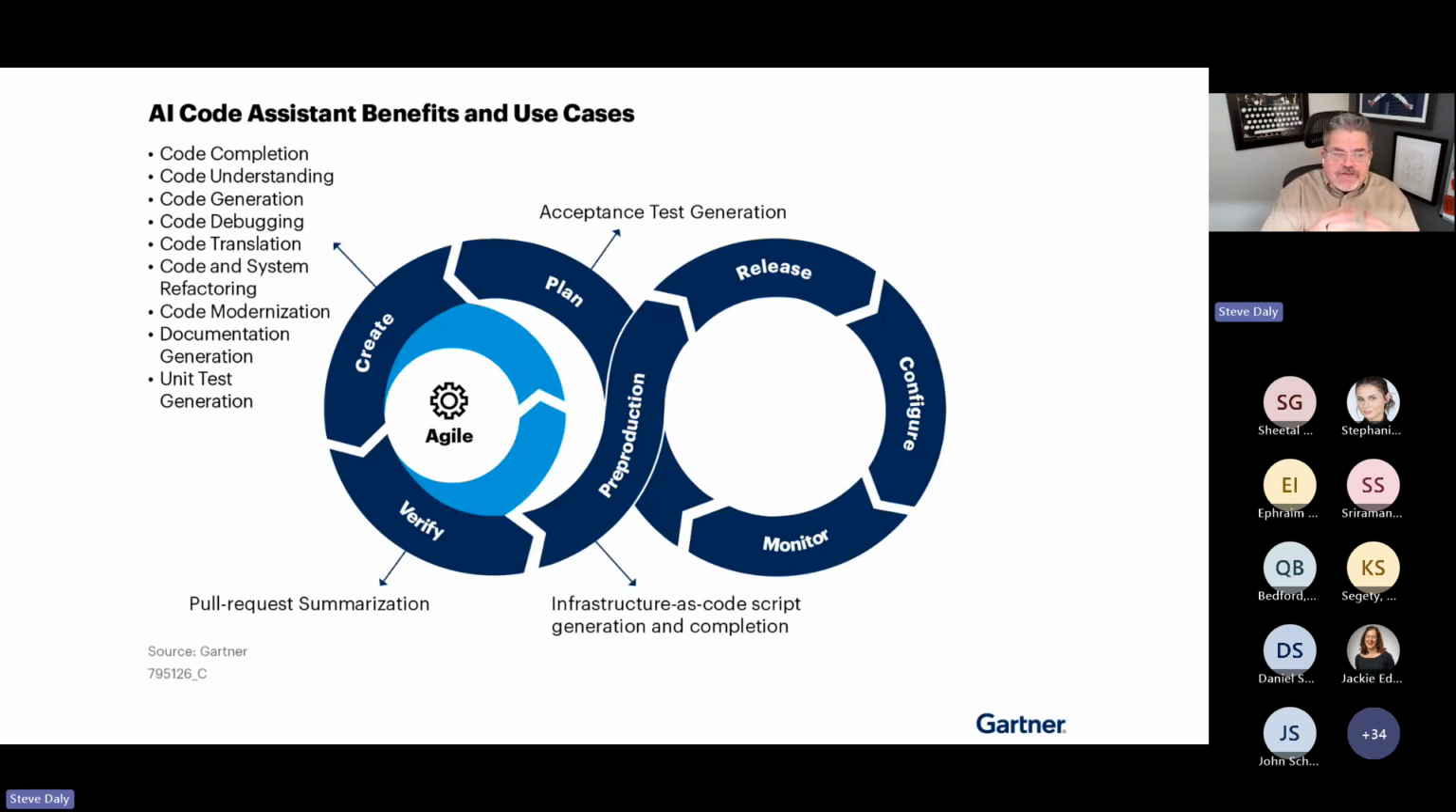So how does it fit? I'm going to pick across the agile infinity loop that we all work in: create, plan, verify, going into pre-production, release, monitor, and then the whole agile piece. Where does this fall into play? And where does GitHub Copilot specifically fall into this? So again, the biggest one is around code completion.